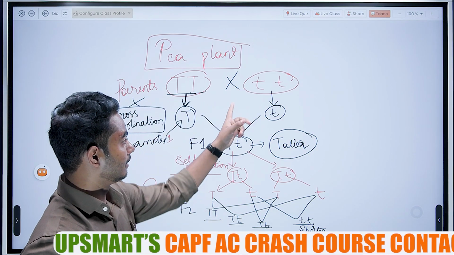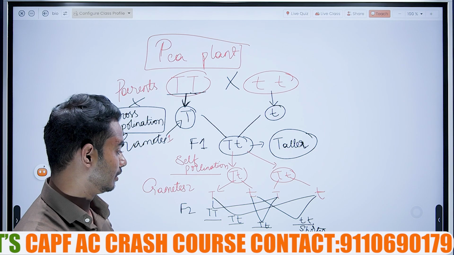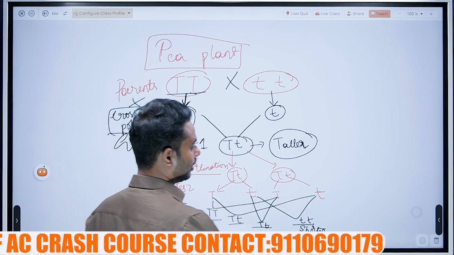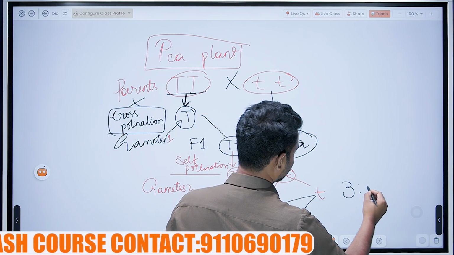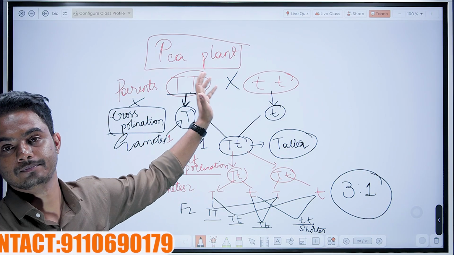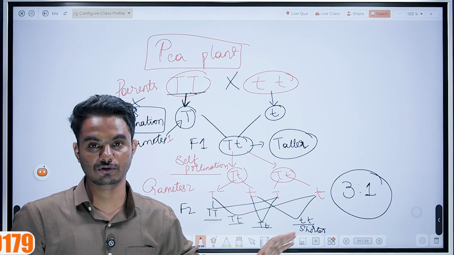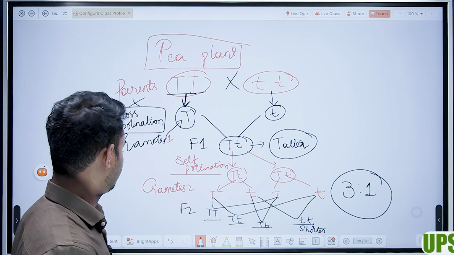So when it is dominant, only in the second generation you will get the shorter baby. That too 3 to 1. 3 will be taller, 1 will be shorter in the second generation. First generation is completely taller. This is how he did it. This is how he explained the heredity and evolution over the generations. Fine.